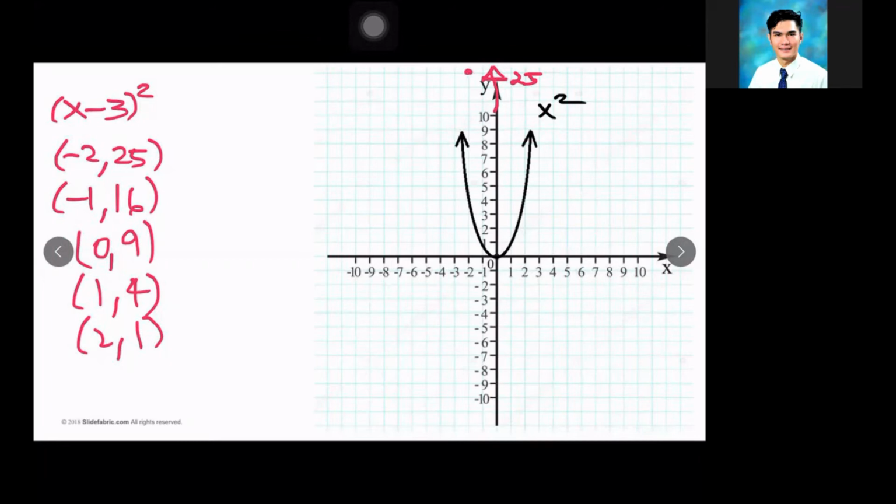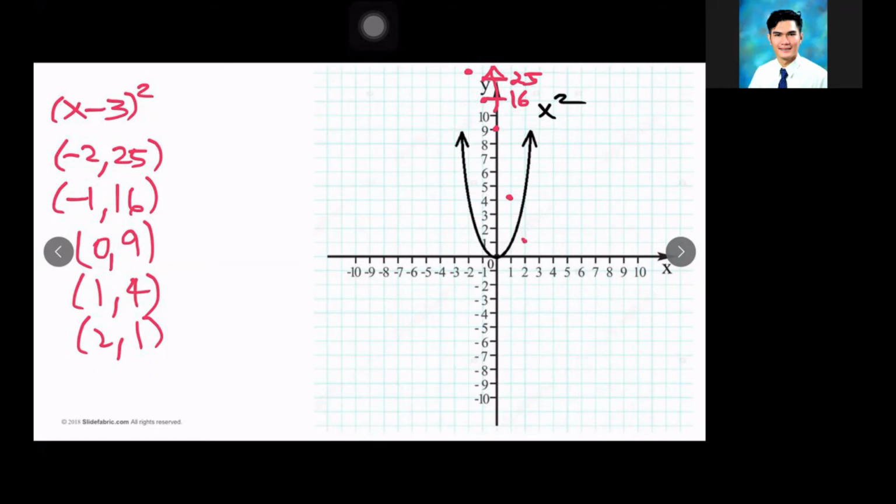Next, we have -1, 16. Since we don't have 16, let us just put 16 there and assume that it is 16. In your notebook, just extend it until 16. So let us plot. More likely here, right? And after that, we have 0, 9, which is more likely located here. We have 1, 4 located here, and 2, 1 located here.